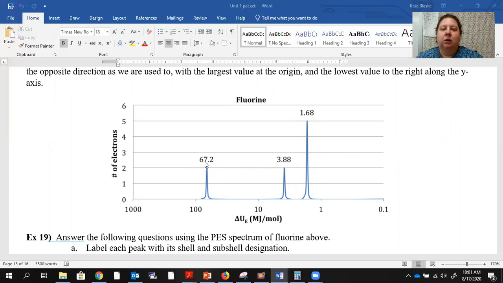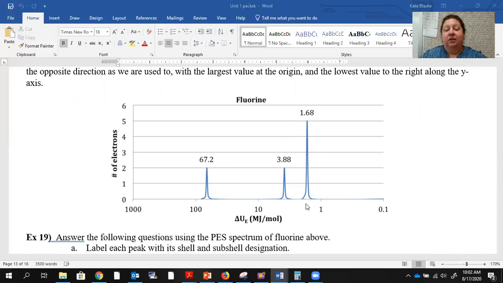Notice that this peak has a relative number of 2 electrons. This peak has a relative number of 2 electrons. This peak has a relative number of 5 electrons. So what that means is that on average, for every atom, there were 2 electrons that required the same amount of energy to remove. On average, there were 2 electrons that required this amount of energy to remove from every atom, and from every atom, on average, there were 5 electrons that required this much energy to remove. This is a graphical representation of an electron configuration.